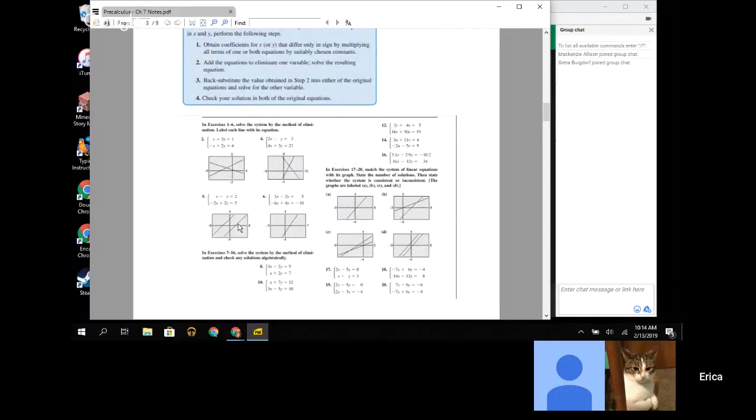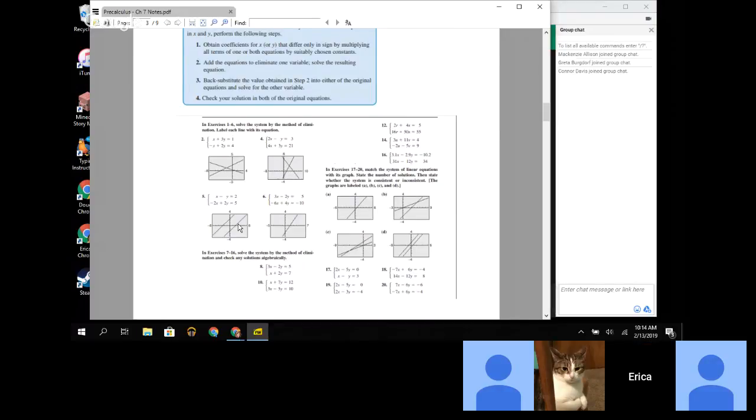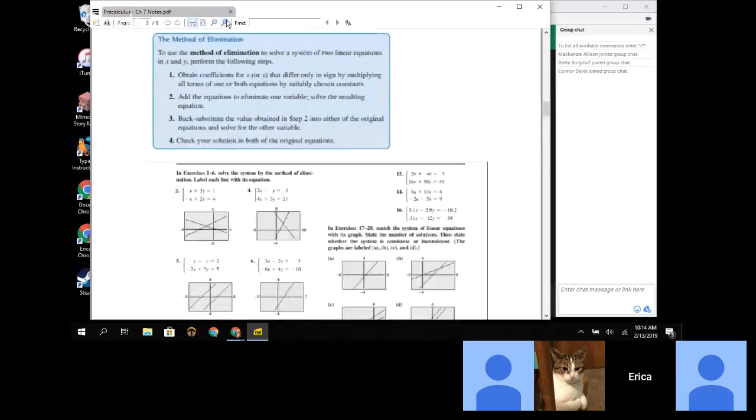Okay, so what I'd like to do is maybe do, I know we did number 2. Let's do one that I've done before, so that if I mess up, I can see where you're at. Let's do number 14. Zoom in a little bit.